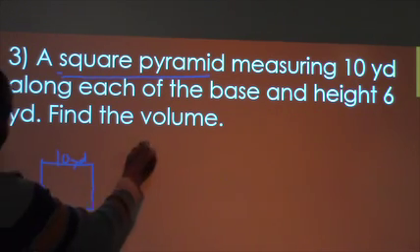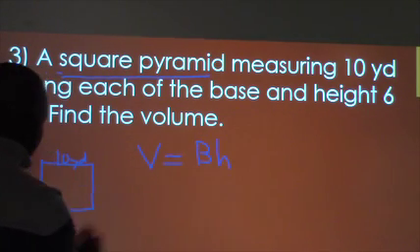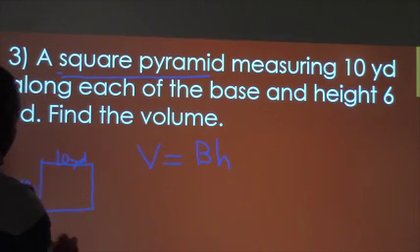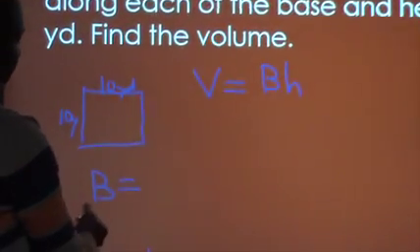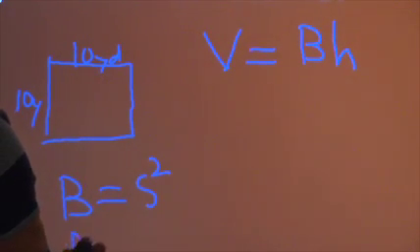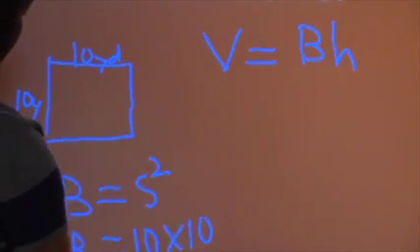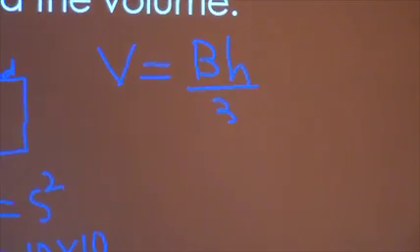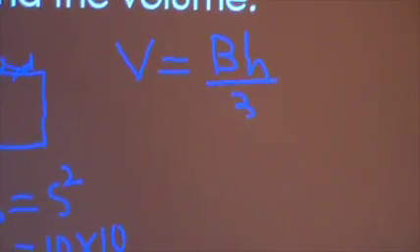So remember that the volume of a pyramid is given by B times h over 3. Now, B in this problem is the base area. Since we have a square, the base area would just be the side squared. So B, for us, each side is 10, so it will be 10 times 10, and we're going to have 100 square yards. The volume is base times height over 3.